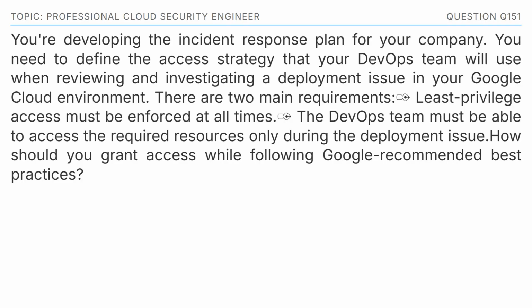You're developing the incident response plan for your company. You need to define the access strategy that your DevOps team will use when reviewing and investigating a deployment issue in your Google Cloud environment. There are two main requirements. Least privilege access must be enforced at all times. DevOps team must be able to access the required resources only during the deployment issue. How should you grant access while following Google recommended best practices?